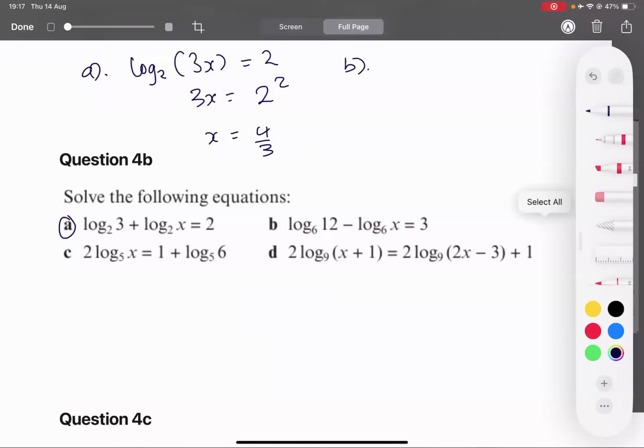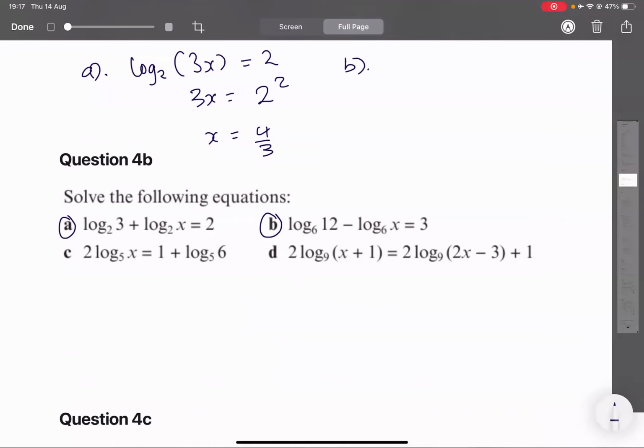I'll do B with you as well. So for part B, we're going to combine them again. So what would you get when you combine the two like terms? They have the same base, but this time they're being subtracted. So how would you collect them? You would divide, so it'd be log base 6 of 12 over x. Good. Equals 3. And now it's the same as what we did in the previous question. So 12 over x equals 6 to the power 3. And then you can carry on and rearrange that however you need to.